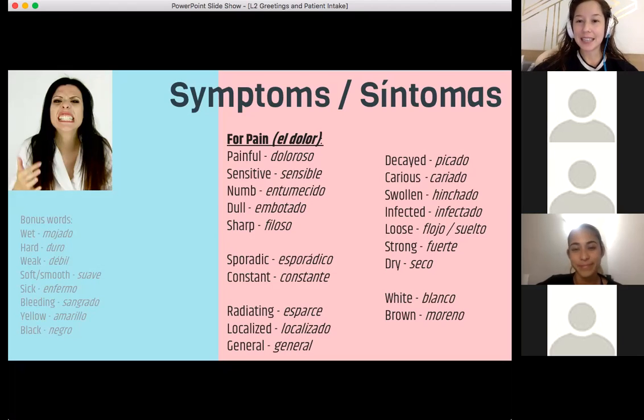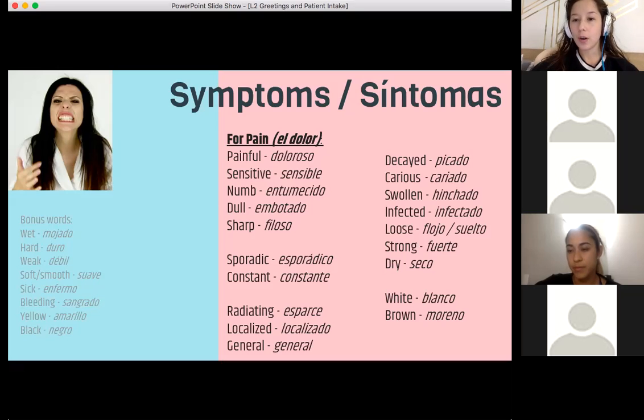If you wanted to say decayed, you think picado. Pica means like take a bite out of. So if it's decayed and missing tooth structure, it's picado. Carious is cariado, which has the first part of carious in it, caria. Swollen is hinchado. Infected, infectado.